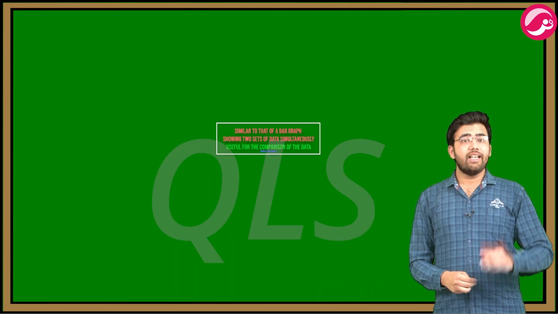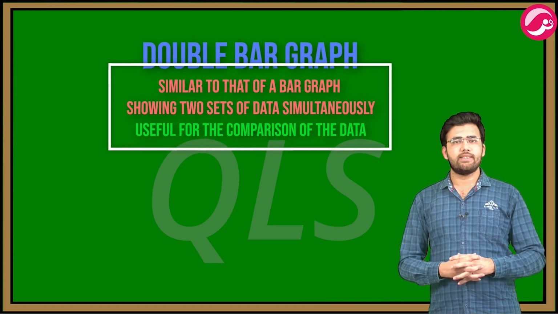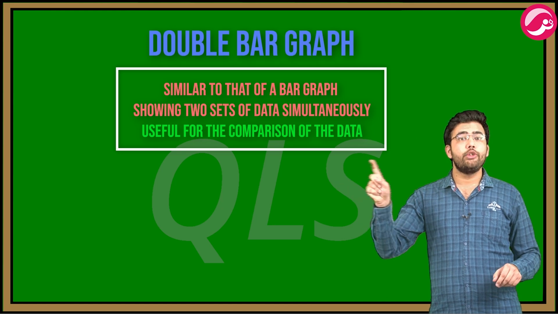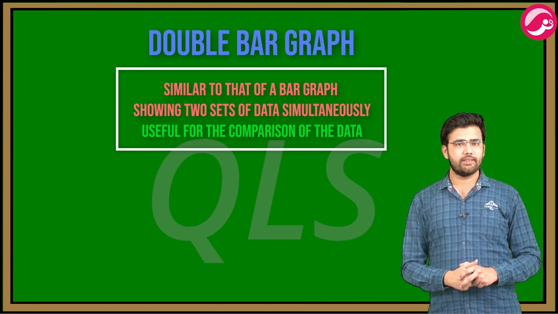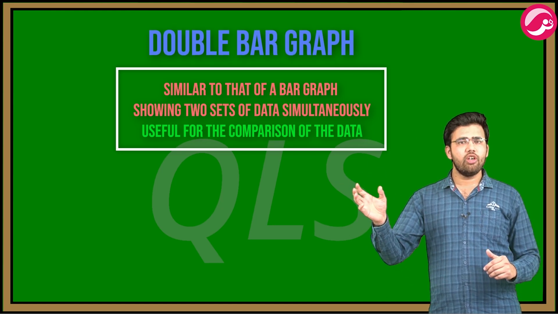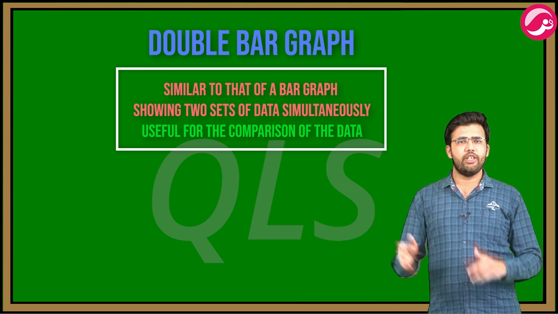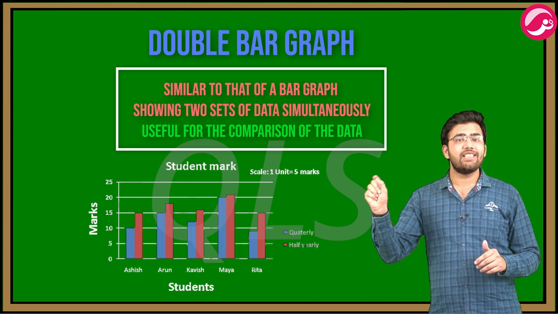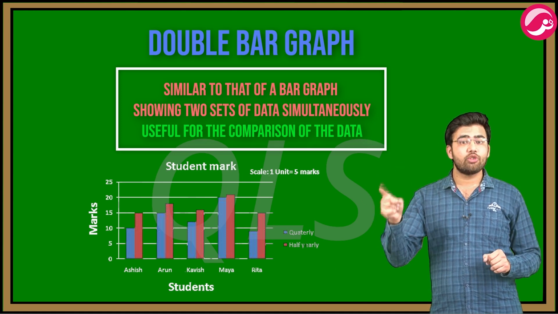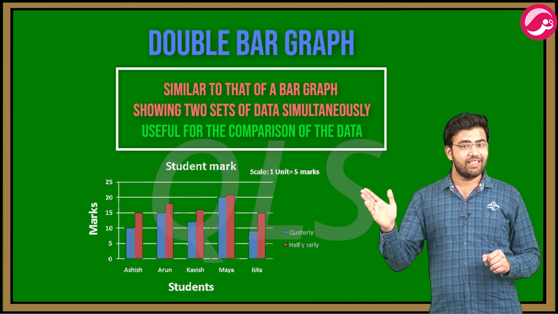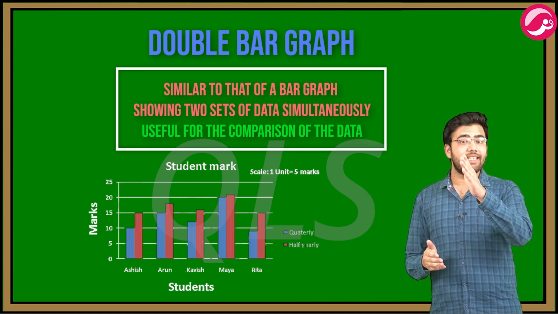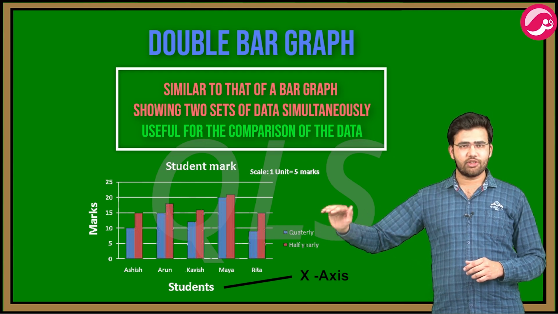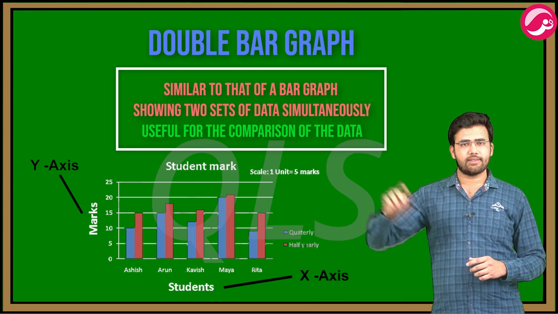The third one is double bar graph. Now, what is a double bar graph? It is similar to a bar graph, showing two sets of data simultaneously. It is mostly useful for the comparison of data. If you look at the graph given below carefully, you will see two different sets of data, that is marks scored by students in their half-yearly and quarterly exams, represented in a single graph. Here you can see on the x-axis there are students and on the y-axis there are the marks.